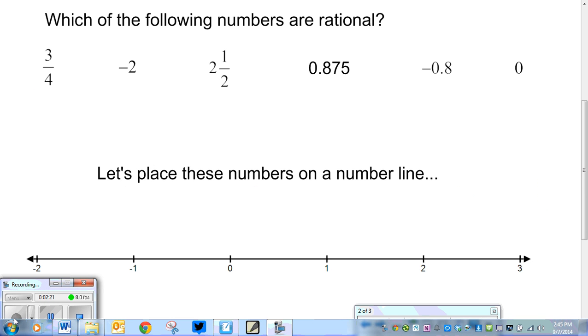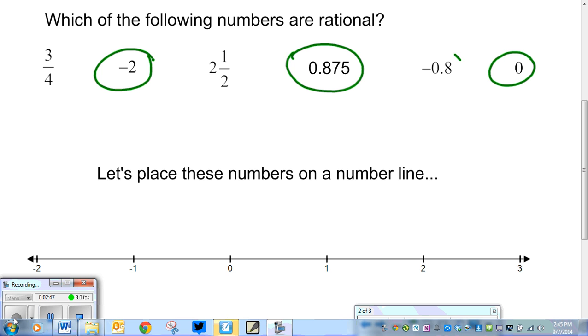So now that you know what rational numbers are, we need to be able to figure out which of these are rational numbers. So we have a few that we should be able to get right off the bat. So -2 is an integer. The number terminates. It's predictable, so it's a rational number. 0.875, it's a terminating decimal. It's predictable. It is rational. 0, we said 0 is a rational number. -0.8, again, a terminating decimal, so it is rational.